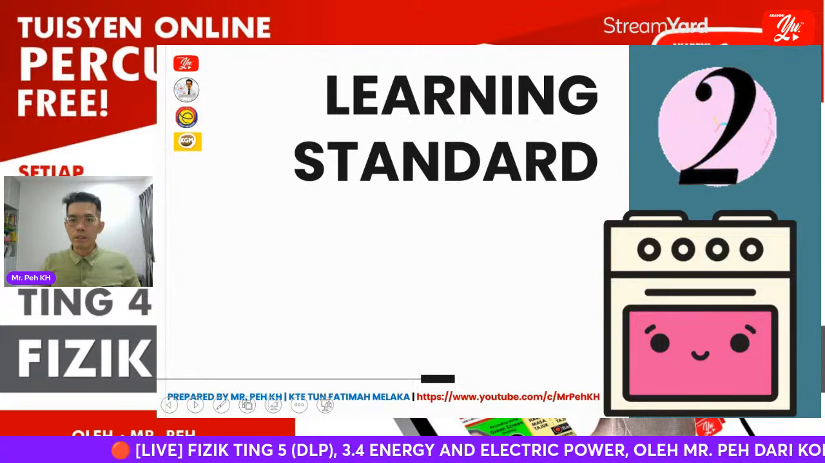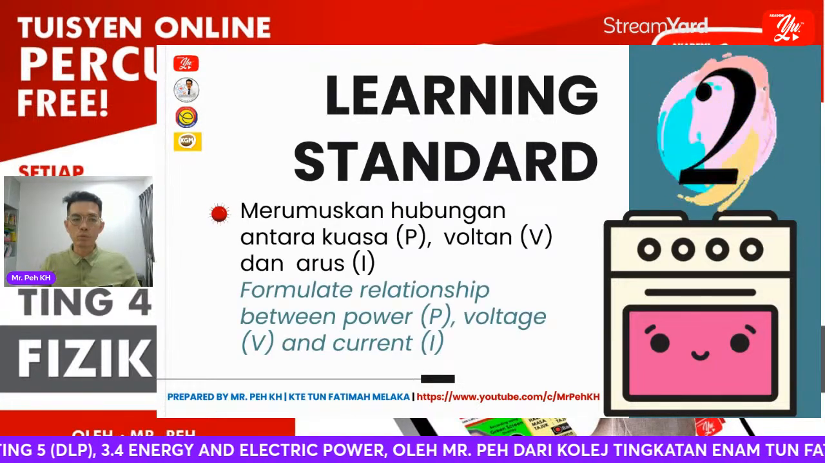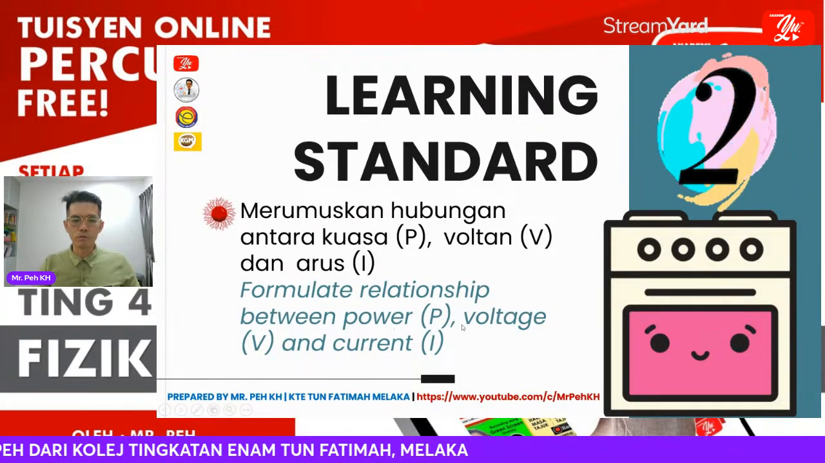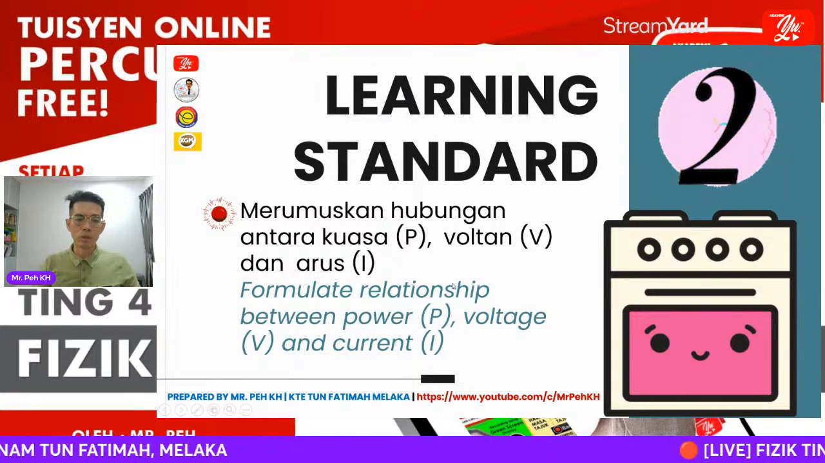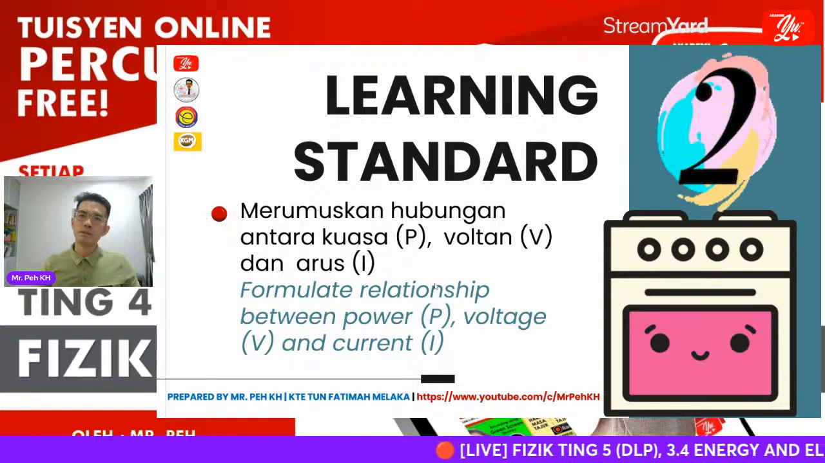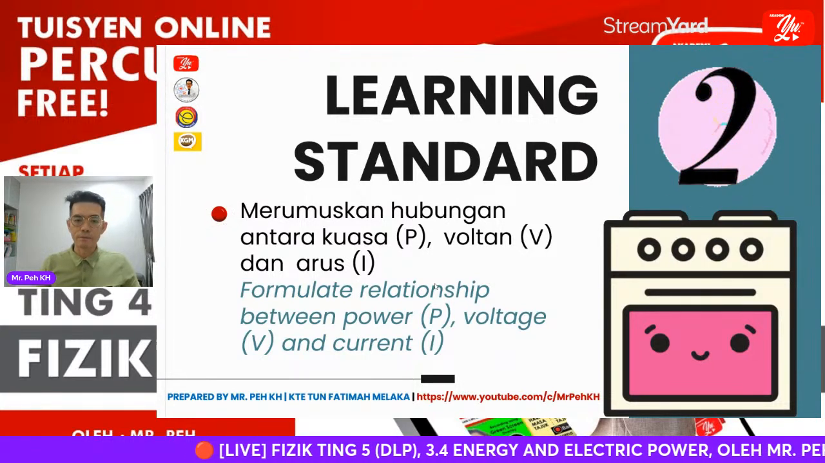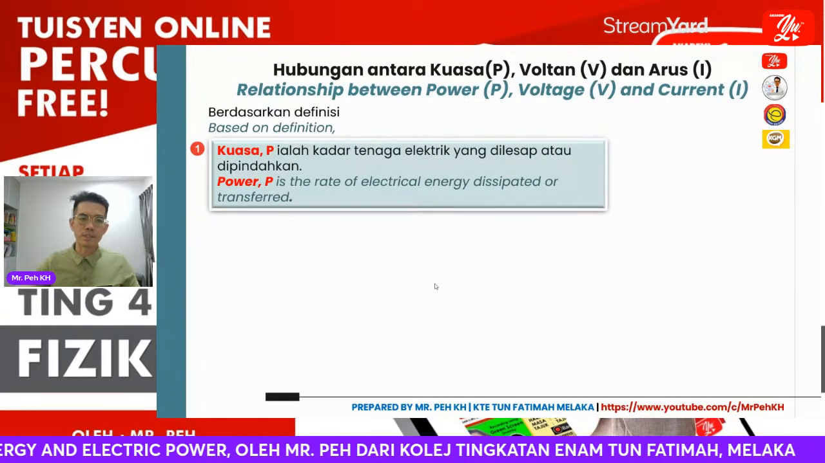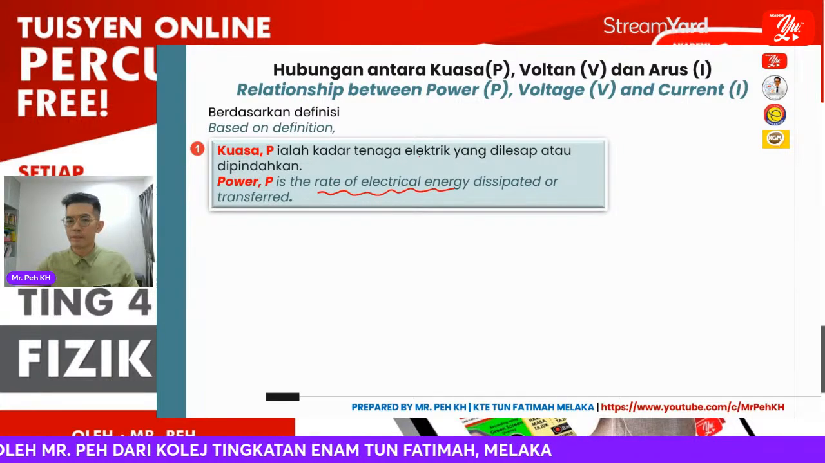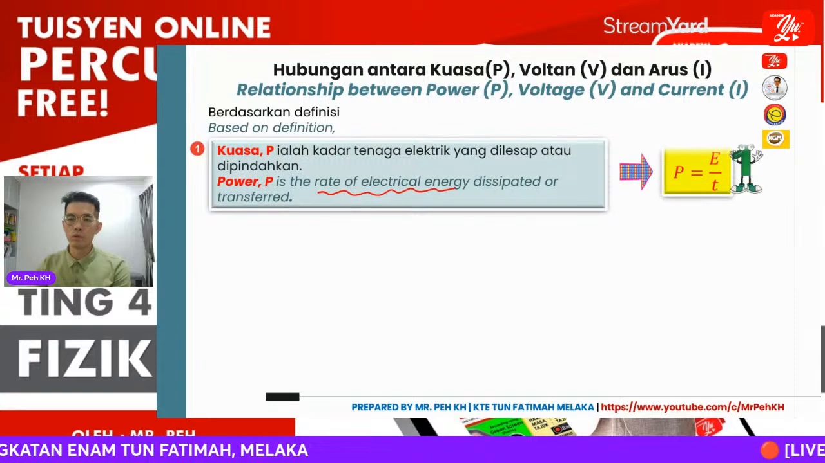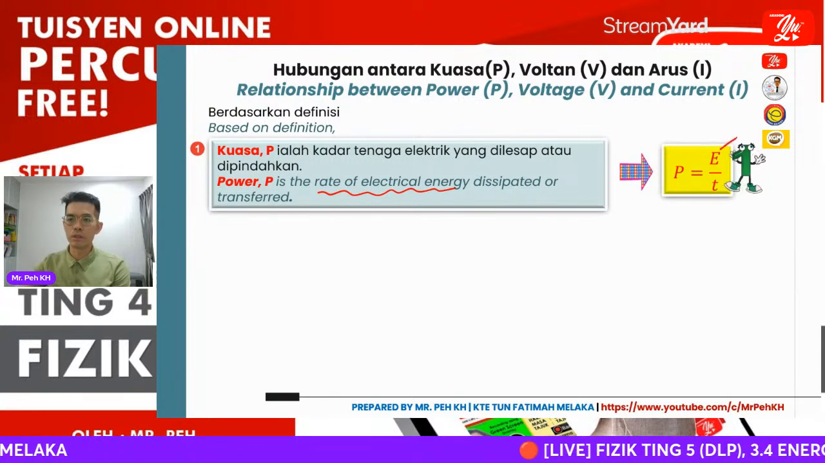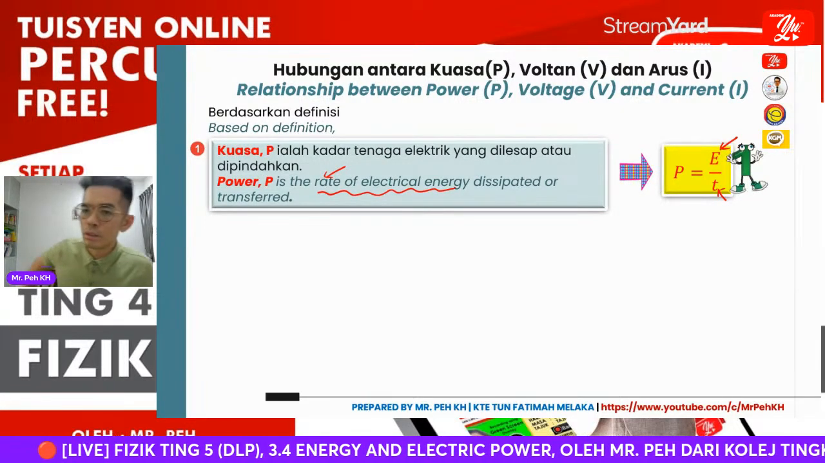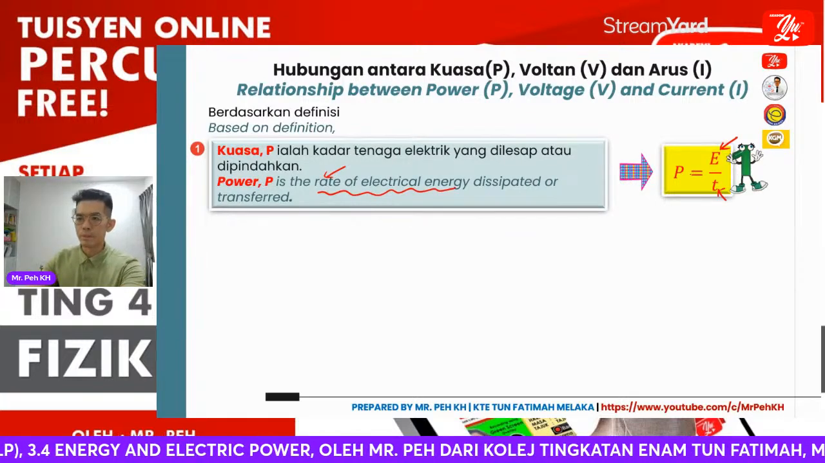Okay, so now we go to Learning Center 2. For Learning Center 2, you will learn the formula of the relationship between power, voltage, and current. So here you want to get the formula where P is in terms of V and I. Let us see the definition here. Power is defined as the rate of electrical energy dissipated or transferred. So you get this formula: energy will be E, and the rate will be over T.